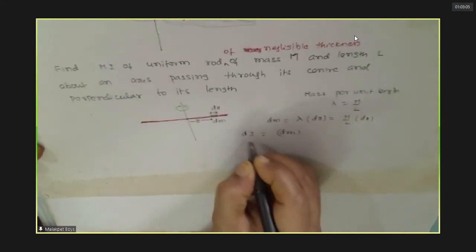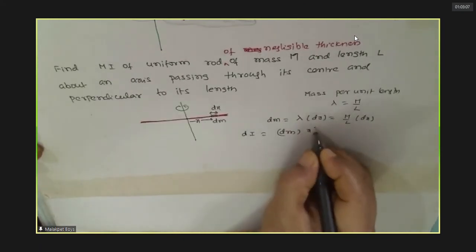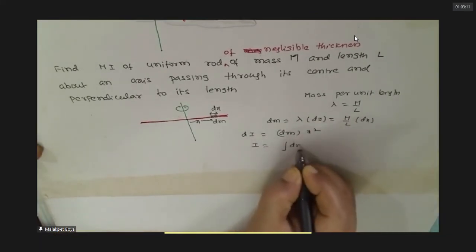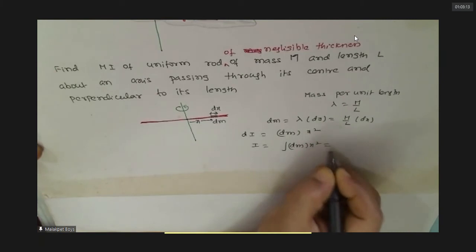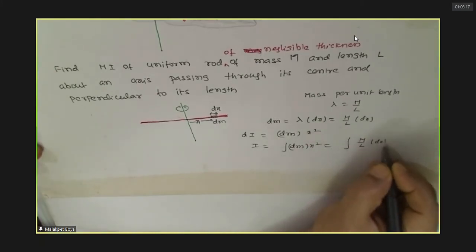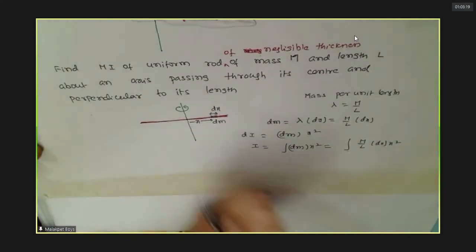So you know that the moment of inertia of this particle, dI, means moment of inertia of dm, is dm into x square. I want I for the whole body. What should I do? Integrate this. How to integrate this? M by L dx x square. Now how to cover the rod?